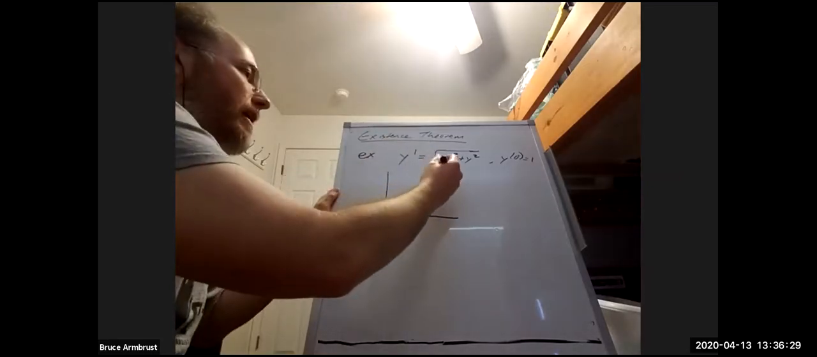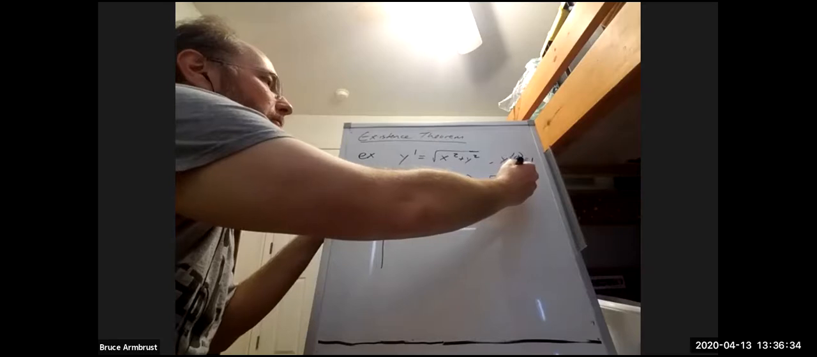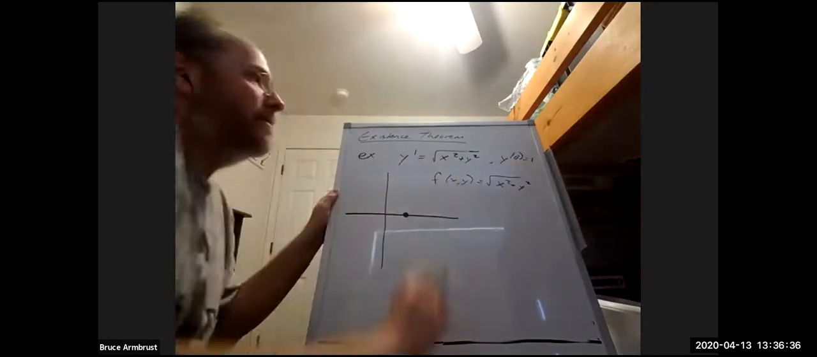So f of x, y in the context of this problem is the square root of x squared plus y squared, right? It's the thing that y prime equals. So far so good? So let's look at this guy. f of x, y equals the square root of x squared plus y squared. Are there any places where that function is not continuous?